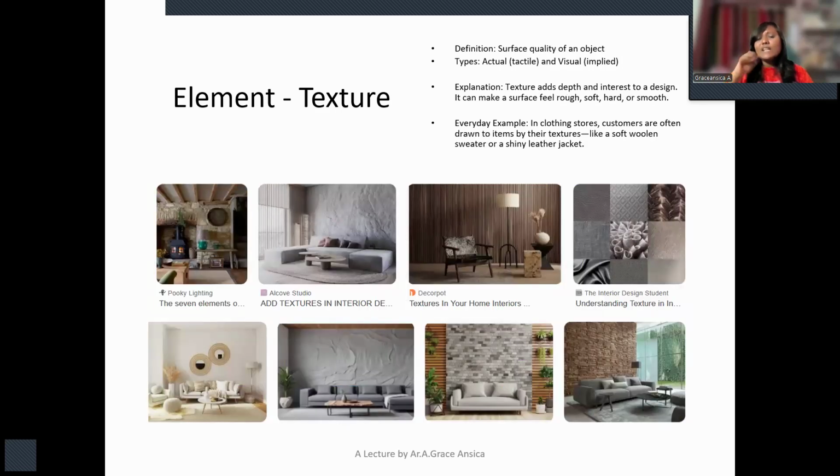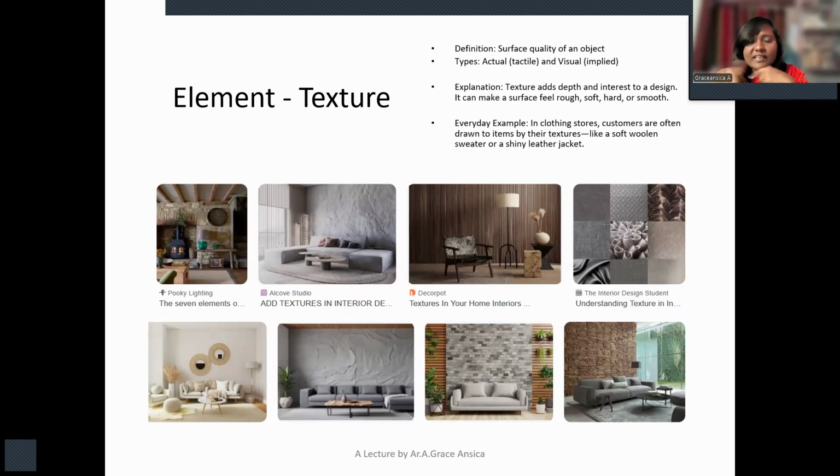Texture. Texture is one important quality, and there are two types. One is tactile, and the other one is visual. Tactile is something which you can feel and see, and visual is something that is only there visually. If I feel it, it's a flat, smooth one. That's the difference. And here you can see the examples.